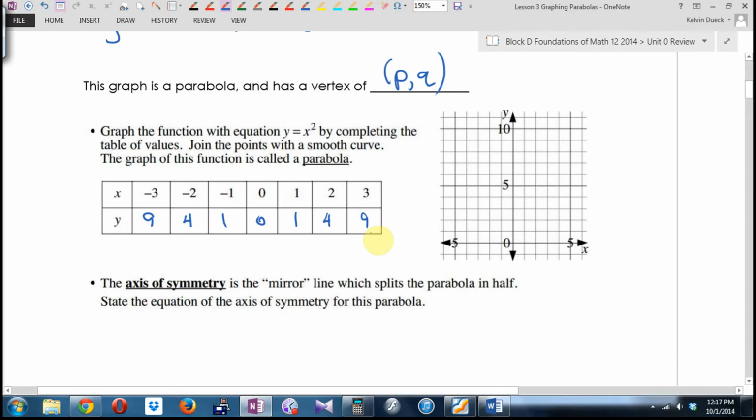If I graph this, this graph goes through 0, 0, 1, 1, and negative 1, 1, 2, 4, and negative 2, 4, 3, 9, and negative 3, 9. And it's a smooth curve. It's sort of horseshoe shaped, but not quite. This was the basic shape of a parabola. We put arrows on the end to remind us that it does keep going. It keeps going out. It keeps going up.